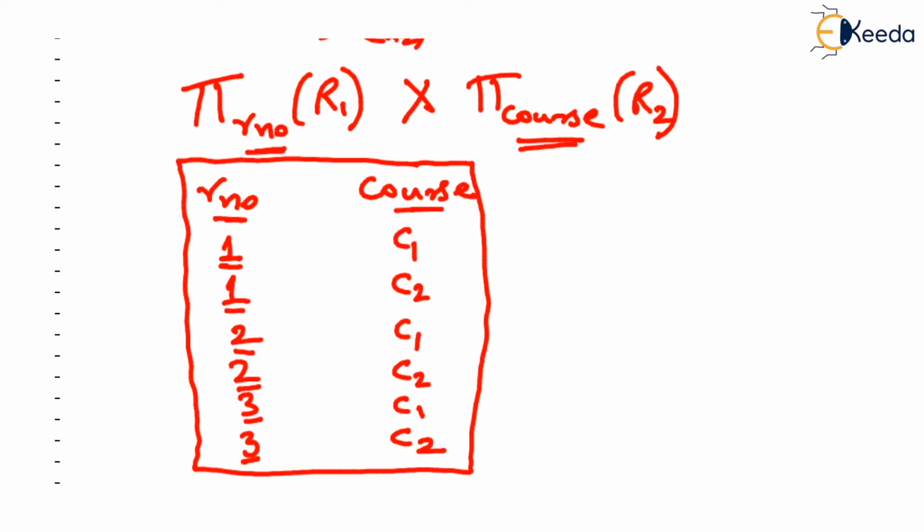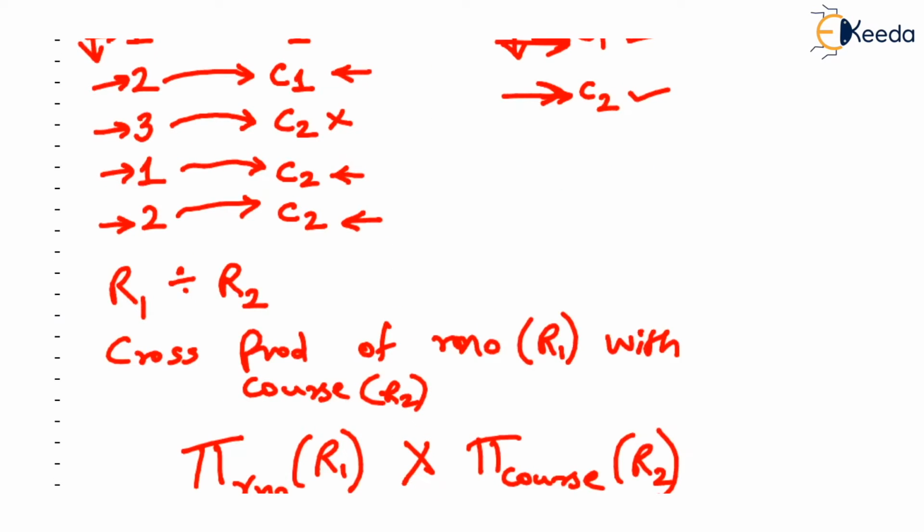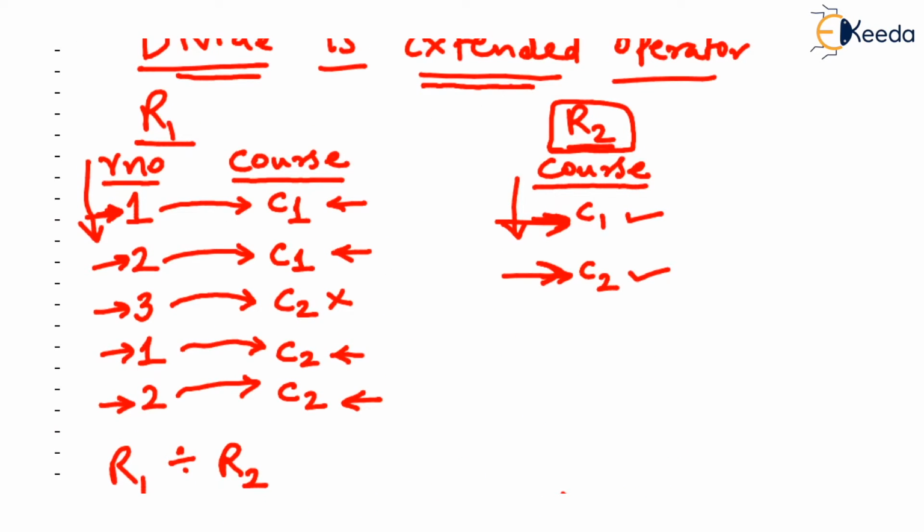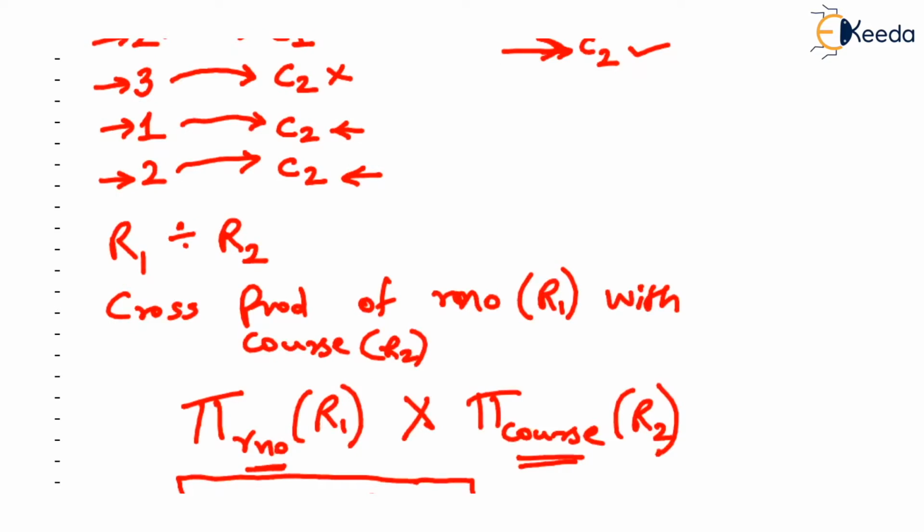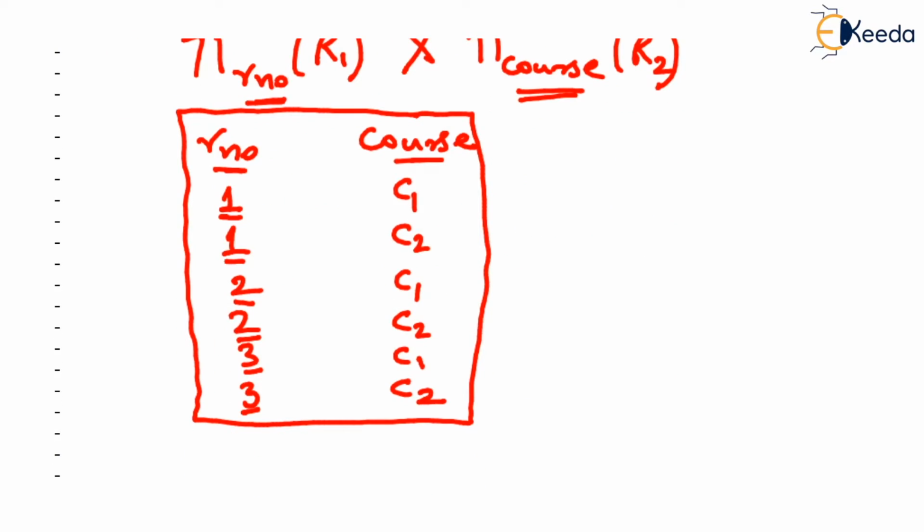And how did we do that? We took only the roll number column from R1, and each entry in this column was joined with all the courses of R2. So we projected roll number from R1, we projected course from R2, and we found the cross product. But surely this is not true. All the students have not enrolled for all the courses. But this is the result of the cross product.